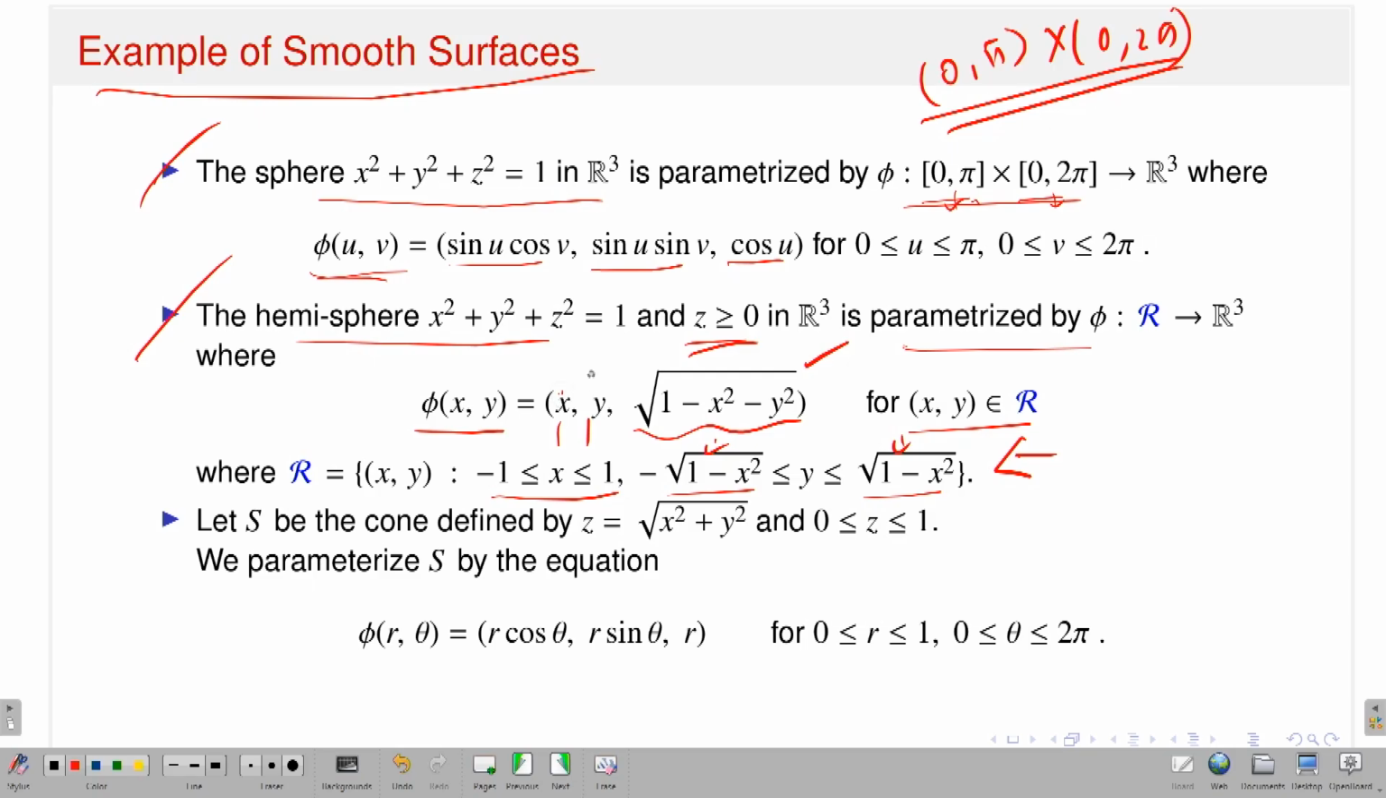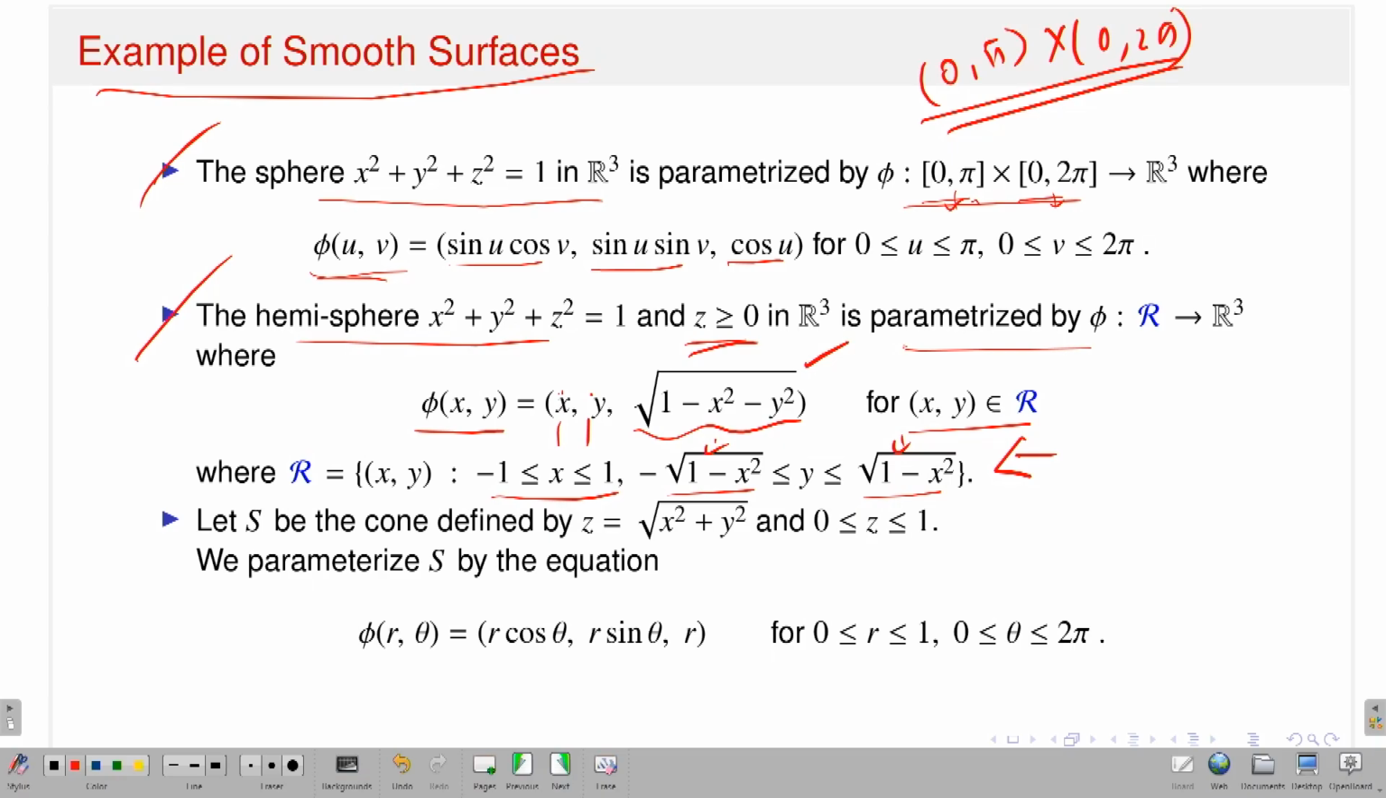This is a very nice function. These component functions are very nice. So it is differentiable, and therefore your function is continuously differentiable. Again, you can check that it is injective in the interior region of R.